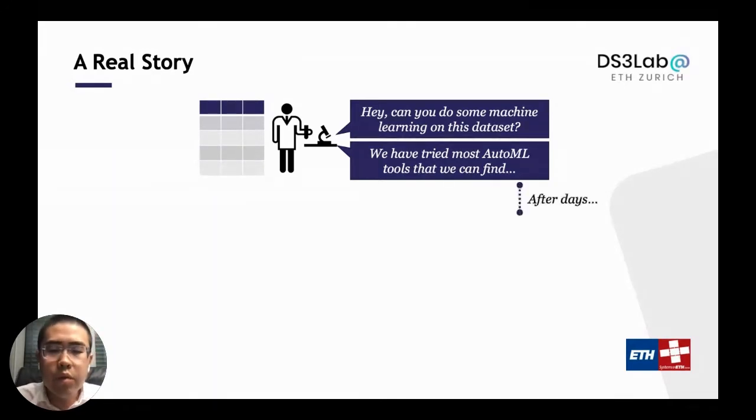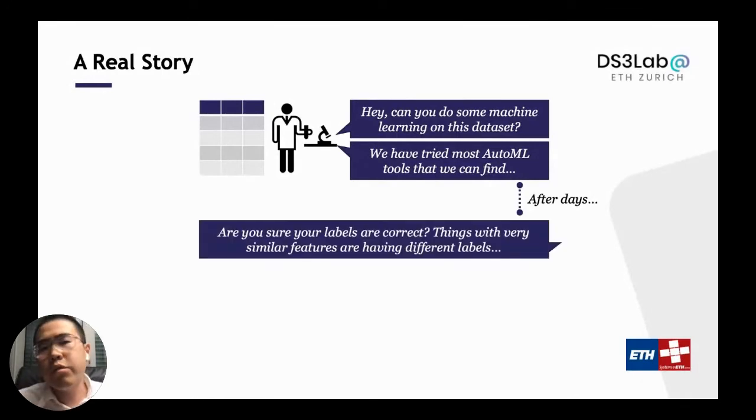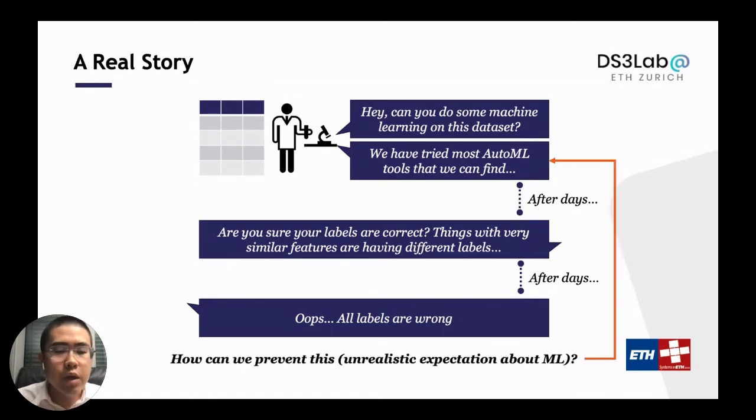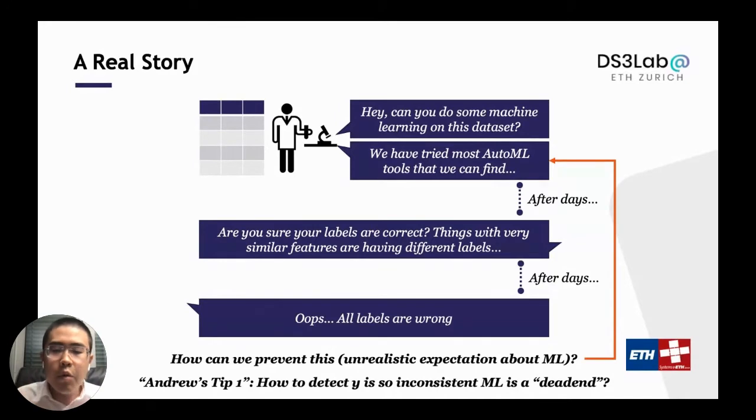Well, we tried to look at the data for a couple of days, and then we went back to him to say, okay, are you sure your data is actually correct? Because if you look at all those different examples, even though they have very similar features, they have very different labels. That actually triggered them to look at their data set. And after a couple of days, oops, it turned out all the labels were just pure noise. So this inspired our journey to understand how we can prevent this from happening. And if you remember Andrew's first tip, right? When the label Y is so inconsistent, can we build a system to help the user detect that?